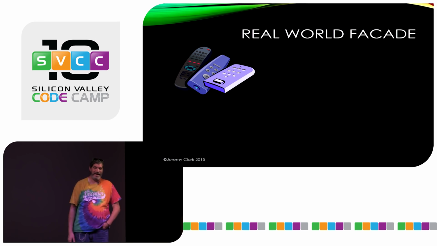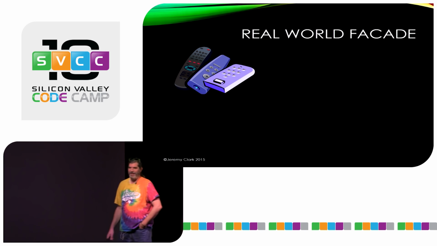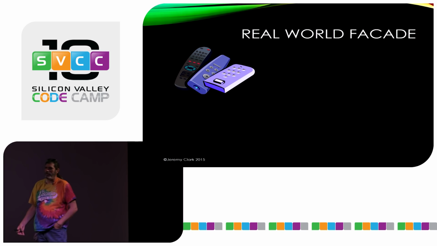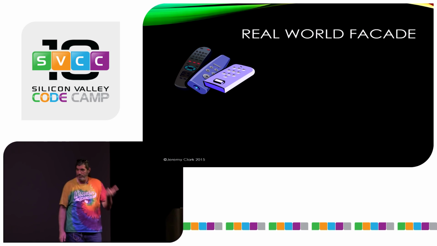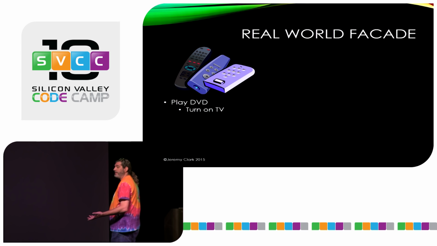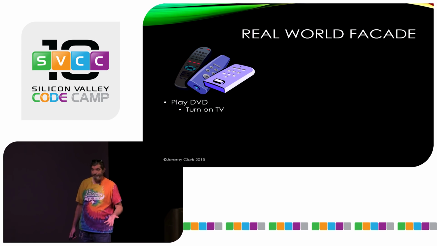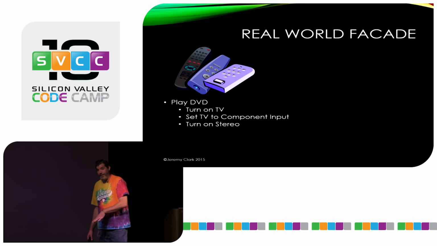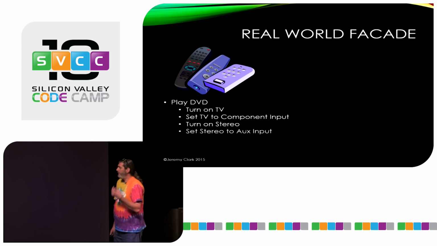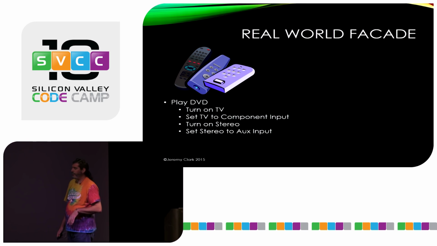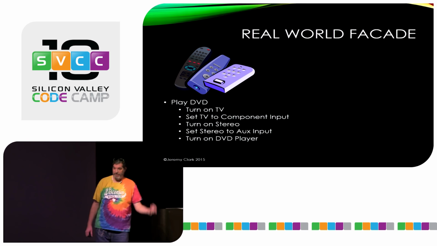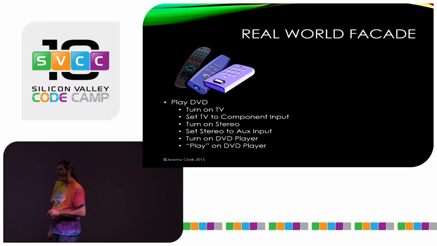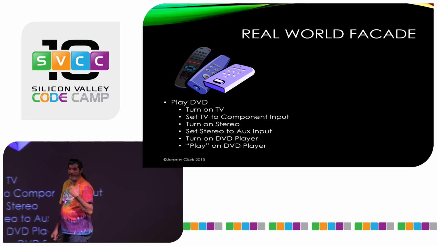So in my house, I have 3 different remote controls. I've got one for the DVD player, one for the television, and one for the stereo. So if I want to play a DVD, I turn on the TV if it's not already on. Then I set the TV to the component input. Then I turn on the stereo if it's not already on. Then I set the stereo to the aux input. And then I turn on the DVD player if it's not already on. And I press play. Now, as a couch potato, I can do this without even looking at the remote controls.